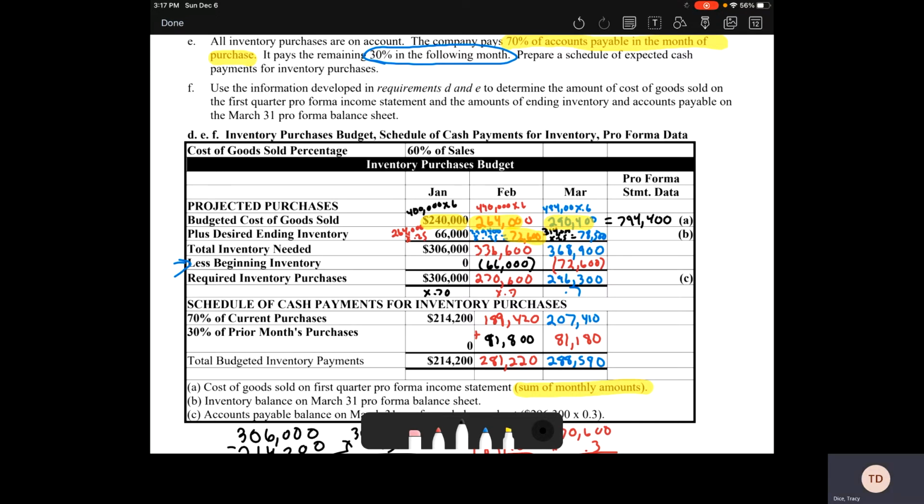Part B, we need to find our inventory balance on March 31st, or on the March 31st pro forma balance sheet. So what do we have in inventory at the end of March? Well, what is my desired ending inventory at the end of March? It's $78,500. So that's all it is. We would put $78,500 on that balance sheet for our ending inventory.